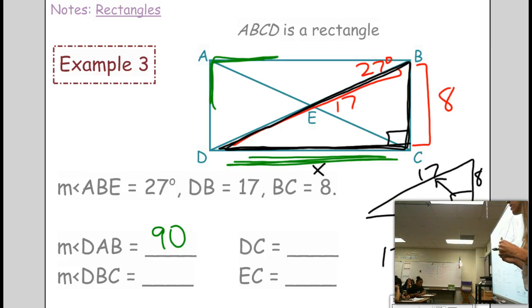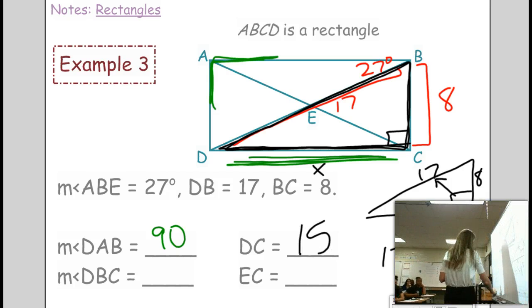Is it a Pythagorean triple? Did you get a whole number? Torin, what'd you get? 17 squared minus 8 squared. Square root. Yay, it's a whole number. It's a Pythagorean triple. 15.